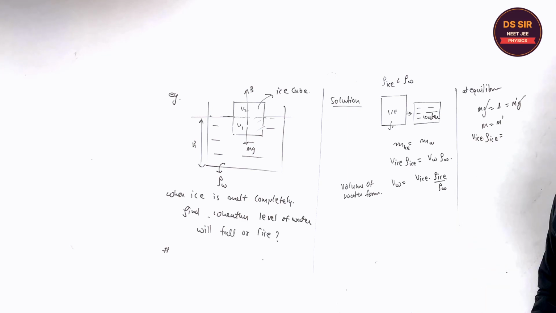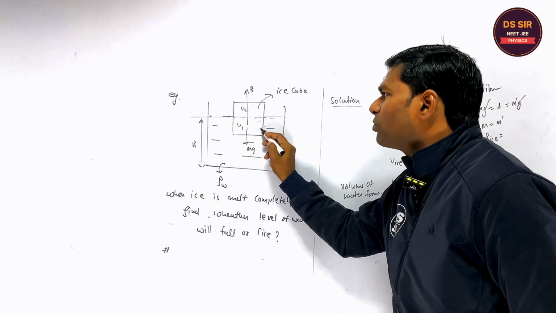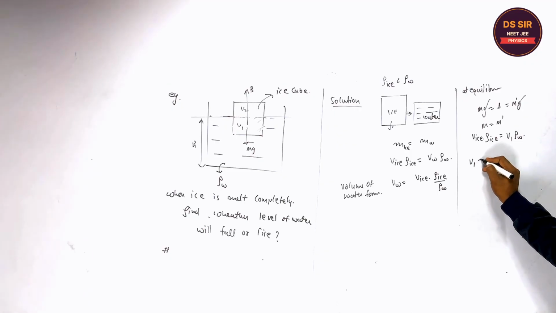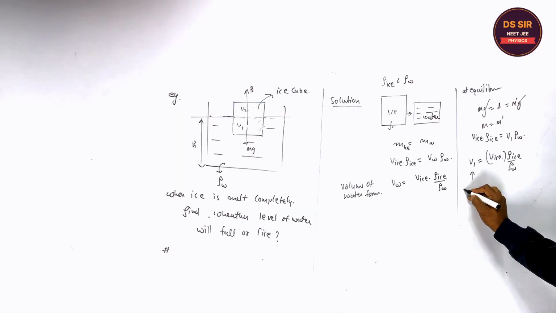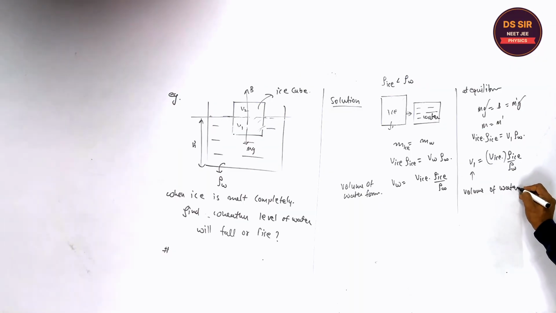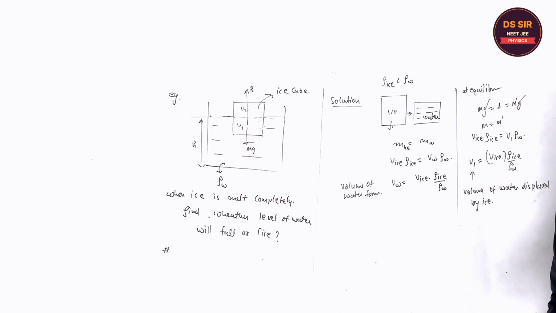Is it clear or not? You tell me, what is m dash? m dash is the mass of the liquid displaced. What should I write? V1 times the density of water. So V1 is equal to the volume of ice times rho of ice divided by rho of water. This is the volume of water displaced by the ice. Is it clear or not?